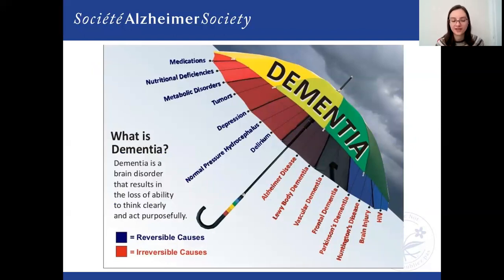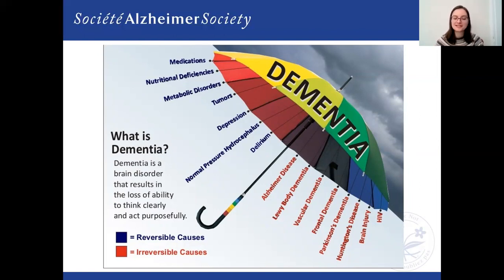Here's another image of that dementia umbrella, where the spokes of the umbrella represent the different types or causes of it. Under one half of the umbrella, you can see the reversible forms of dementia. You can see those are in the blue font. It starts at the top: medications, nutrition, so on. On the other half of the umbrella are the irreversible types of dementia written in the red font. You can see on the bottom half: Alzheimer's disease, Lewy body dementia.